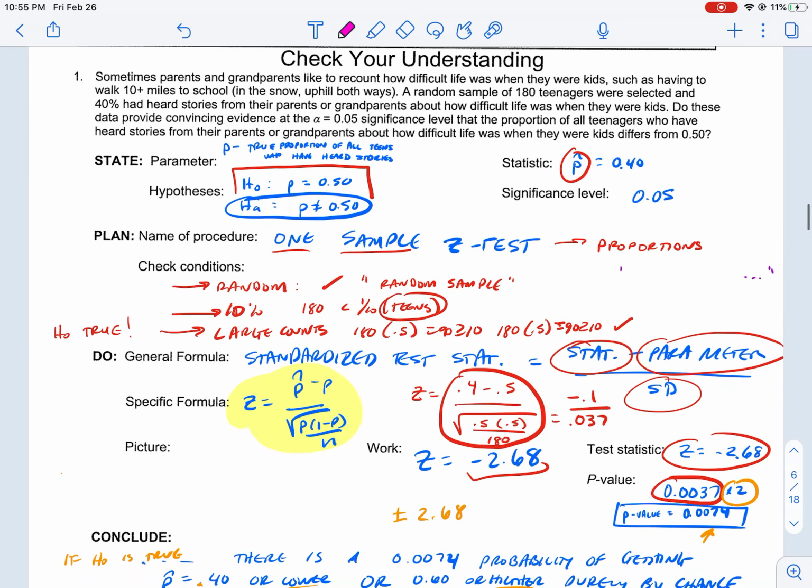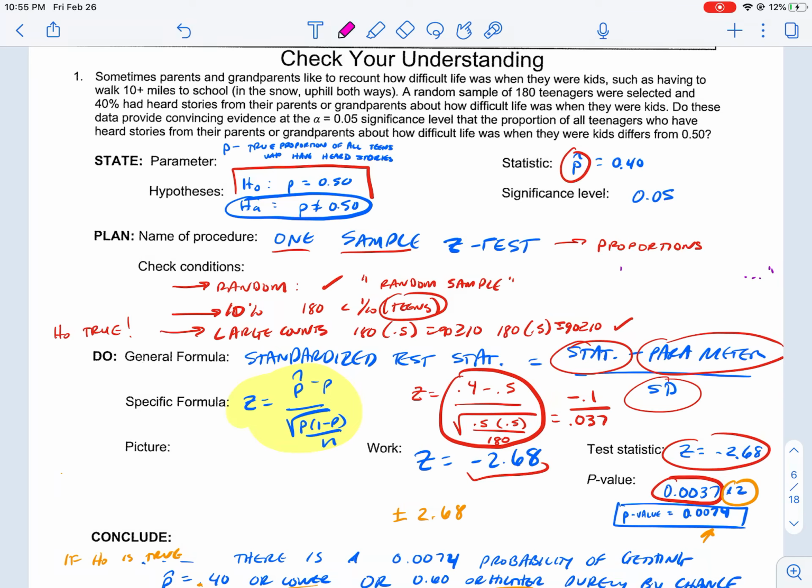Okay, here's a review of our Check Your Understanding problem from today. As you'll recall, we had a prompt where we talked about grandparents who had these really outlandish stories about 10 plus miles to school, uphill both ways. A random sample of 180 teenagers were selected. 40% had heard these stories.